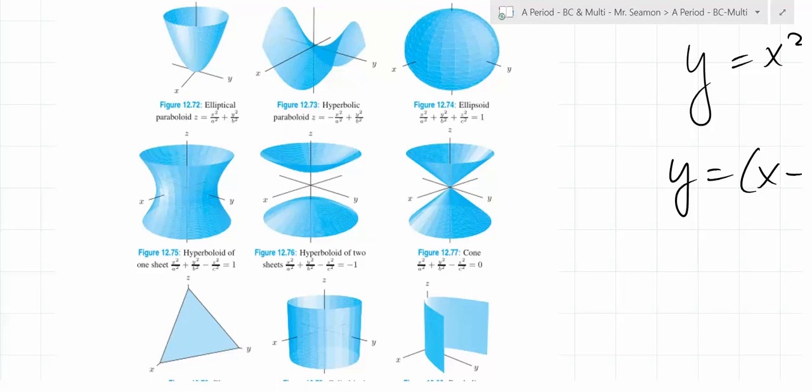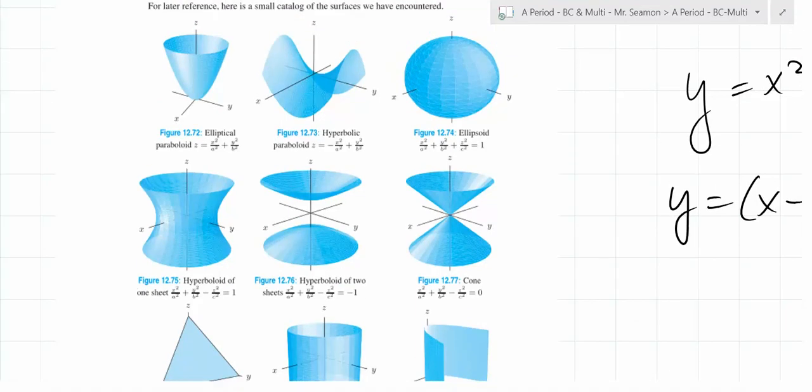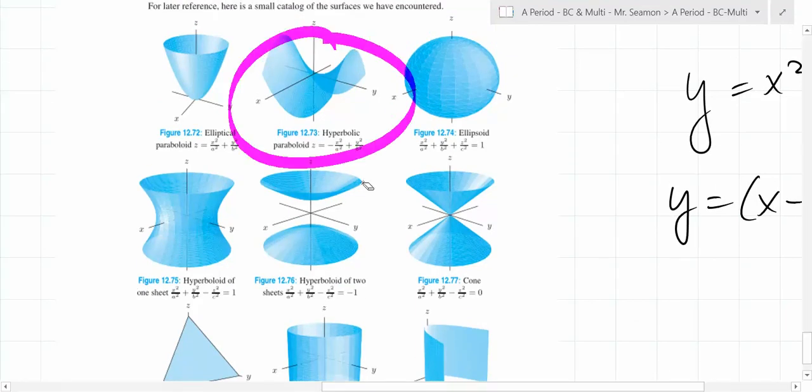But yeah, it's 9 things. It's a little bit annoying. There are certain ones that are more common than others. And again, which one's my favorite? Yeah, the hyperbolic paraboloid. I like it a lot.